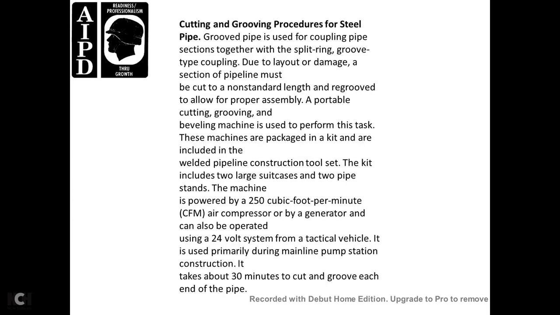The grooved pipe is used with the coupling. The sections are held together with a split ring that fits the groove tap of the coupling due to layout. The damaged section of the pipeline must be cut to a standard length and re-grooved to allow proper assembly. A portable cutting and grooving machine is used to perform the task.